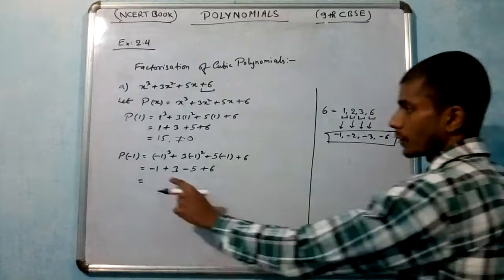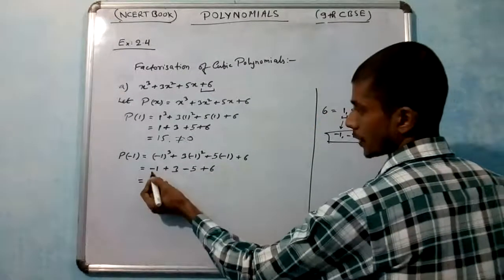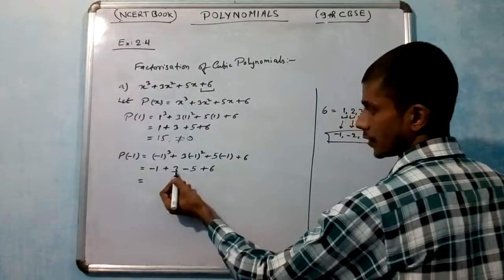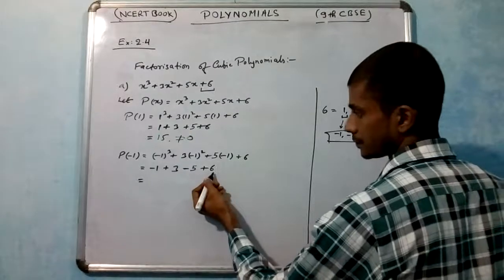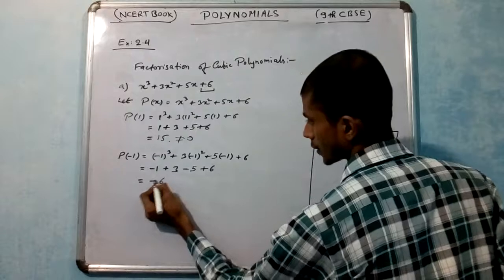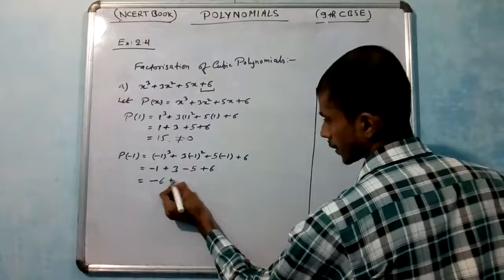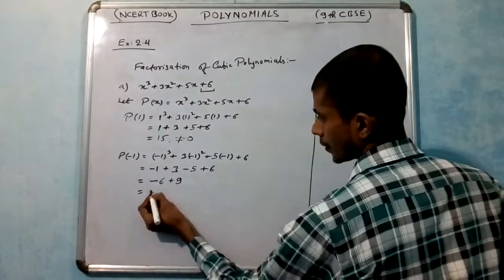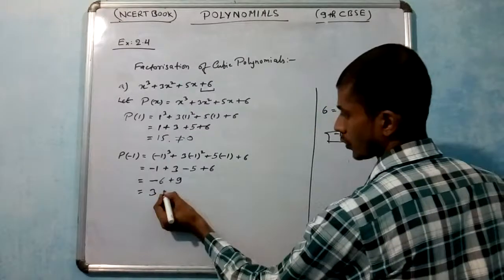Okay. What I have written here: minus 1 plus 3 minus 5 plus 6. So how to solve this? Minus 5 and minus 1 becomes minus 6, and plus 3 plus 6 is plus 9. So what value are you getting? Plus 3, which is not equal to 0.